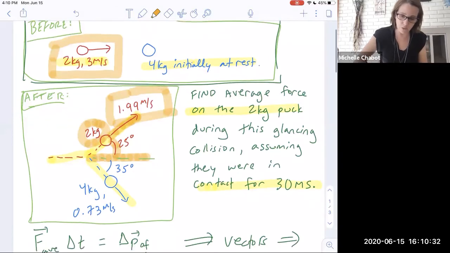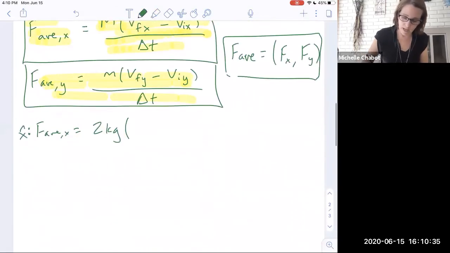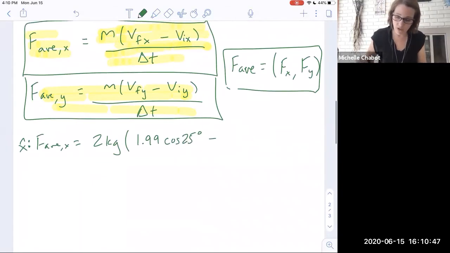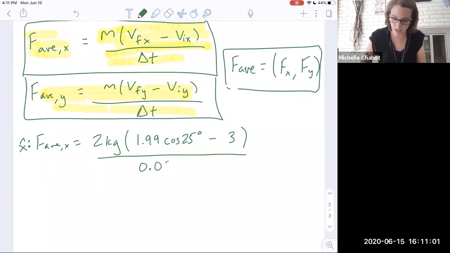So if I go back to where I was down here, then I can say that v final x would be my 1.99 times the cosine of 25 degrees, and then minus v initial x, which was just equal to 3 meters per second, because it was headed horizontally to begin with. Then I'm going to divide that by my time, which in this case I want to change because I'd like to end up with newtons. So I'm going to change my milliseconds to seconds. And if I do this, and I had already done it previously, I will end up with a negative value, and I'll discuss that in a second.